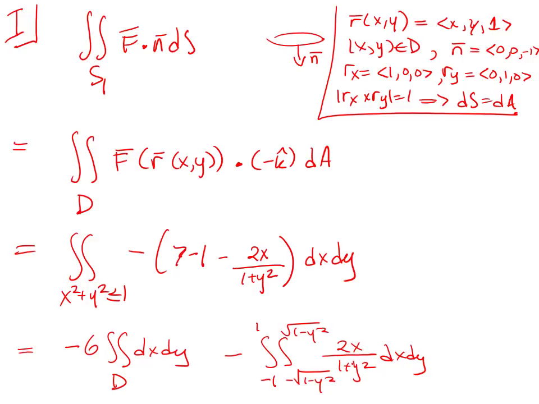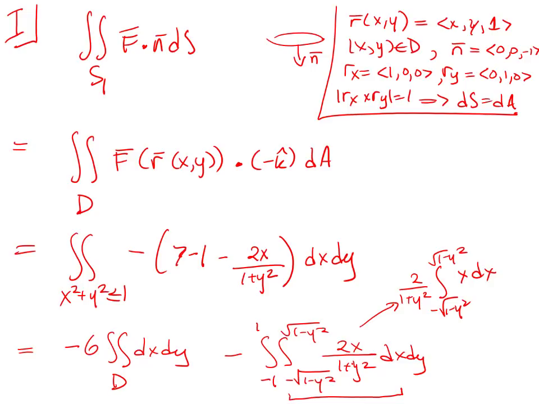And the reason I'm writing it this way is that it becomes very clear that the second integral is 0. And the reason it's 0 is, just look at the inner integral. So the inner integral is just an integral in x. So the 2 over 1 plus y squared is a constant. It's an integral from minus square root of 1 minus y squared to square root of 1 minus y squared of x dx.